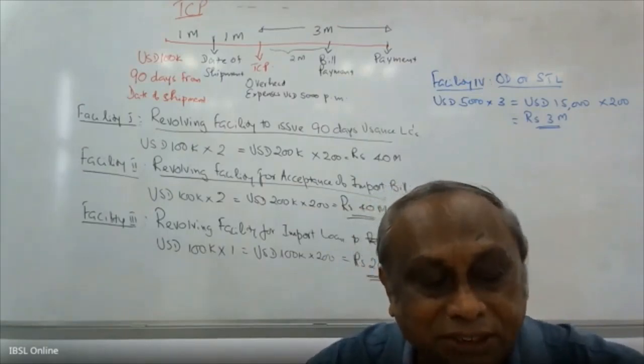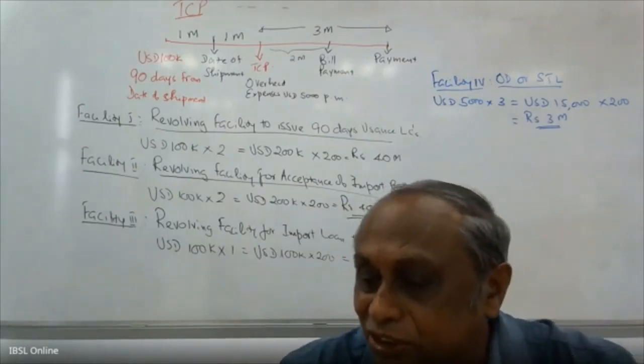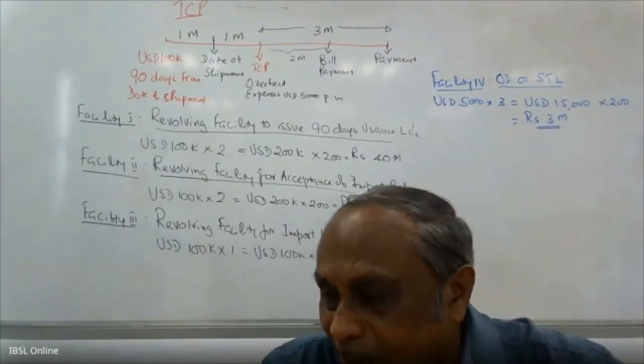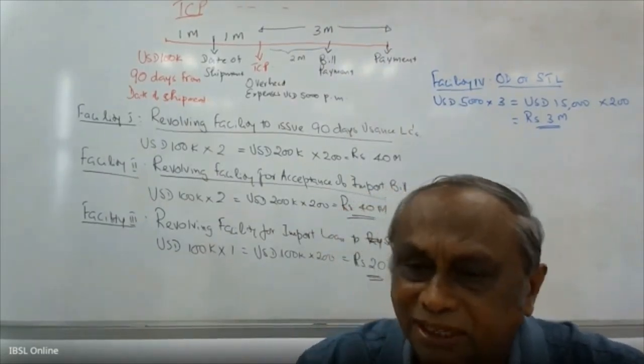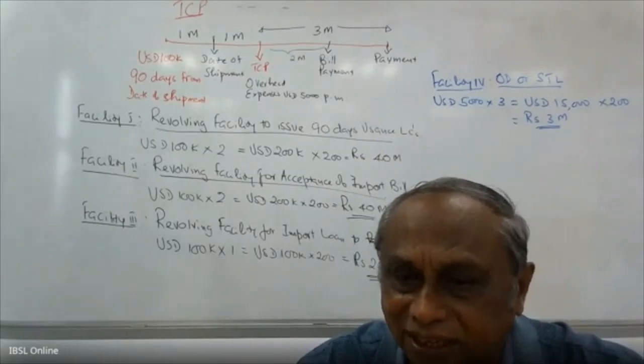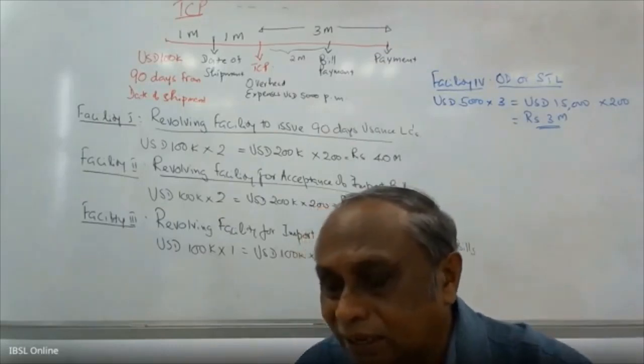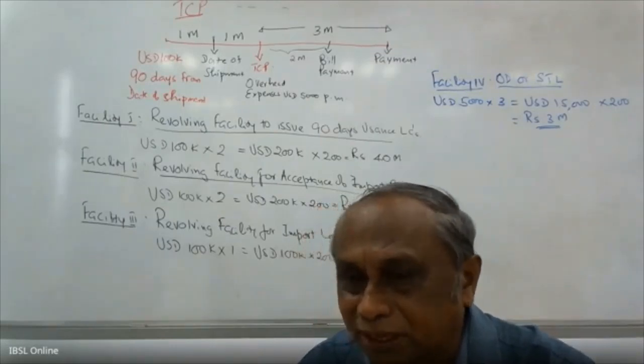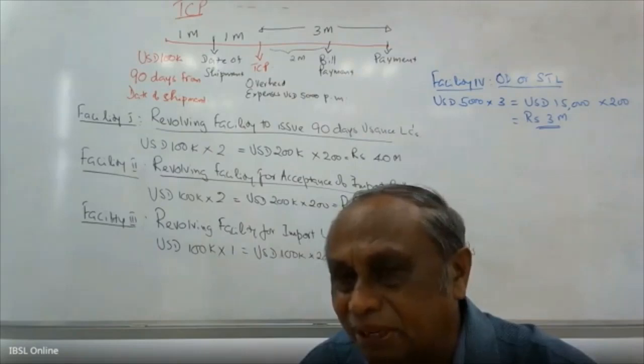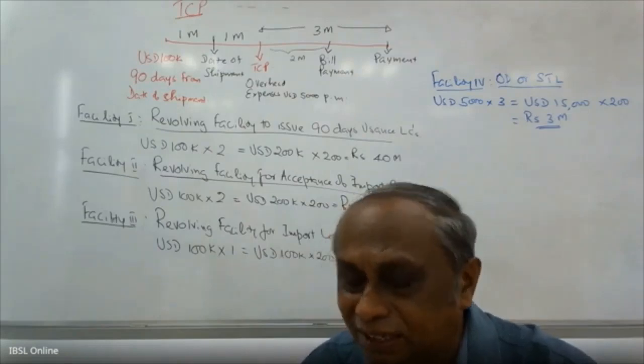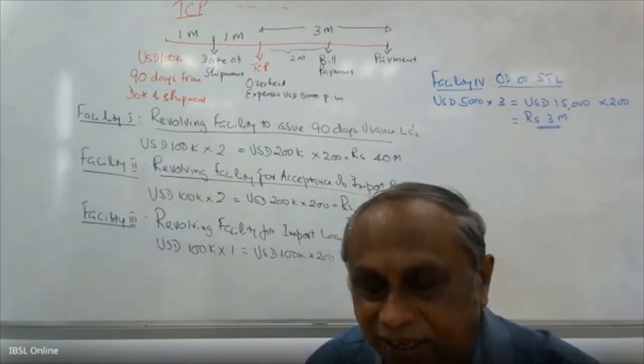What are the conditions? In the LC, what are the conditions you have to put? Come on, there are so many trade guys. Damn shame. Tenor 90 days. 90 days, that is there. That is not a condition. Tenor 90 days, that is there.